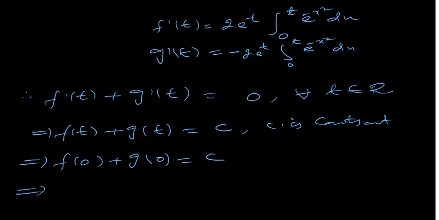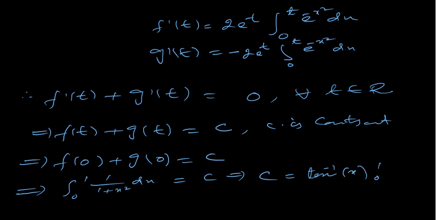But what's f of 0 actually? You can see f of 0 plus g of 0 is equal to the integral 0 to 1 of 1 divided by 1 plus x square dx. This is f of 0 plus g of 0, and that's equal to c. That's your c. This means c is the integration of this, that's tan inverse x with limits 0 to 1. Tan inverse of 1 is equal to pi by 4, because tan is 1 at pi by 4.